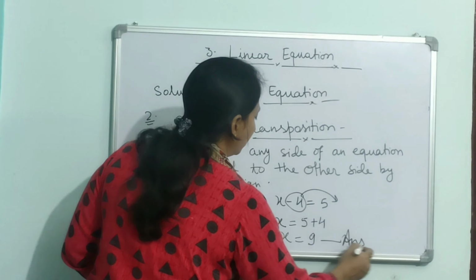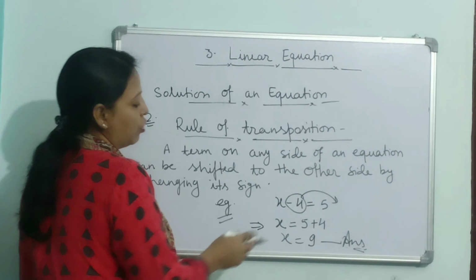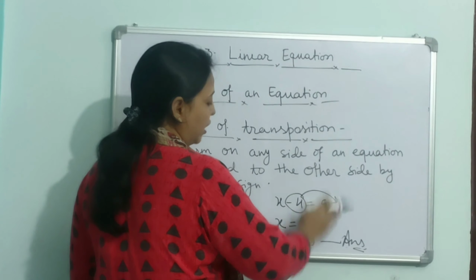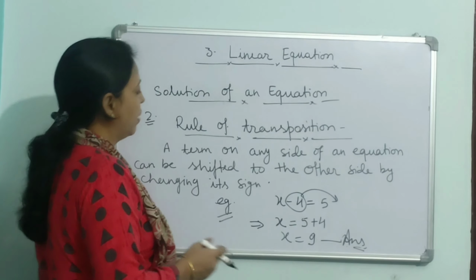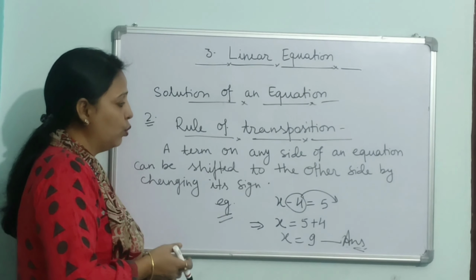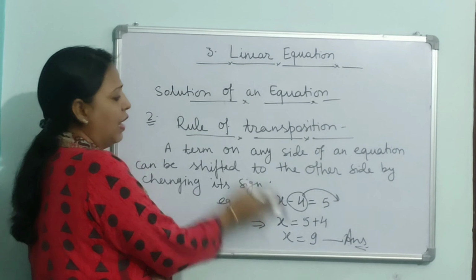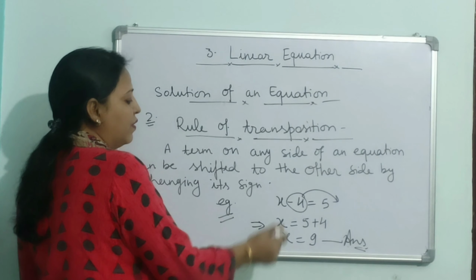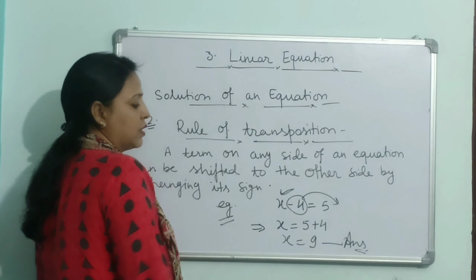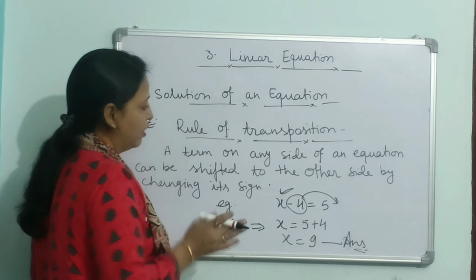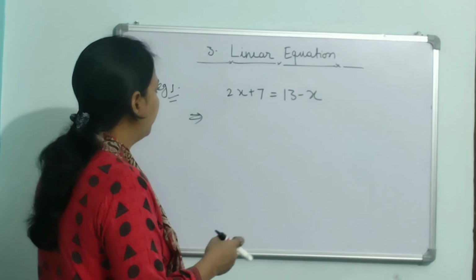So this is the second rule, that is the rule of transposition. And what is the meaning of transposition? Shifting of any term on the other side by changing of its sign. So with more examples and that exercise, when you do it, it will be more clear to you, and I will use this method mostly. I am not going to use the first method. This method is easier, so I will use this method to solve the other sums of the exercise. Rule of transposition. Now I am going to explain you one example.